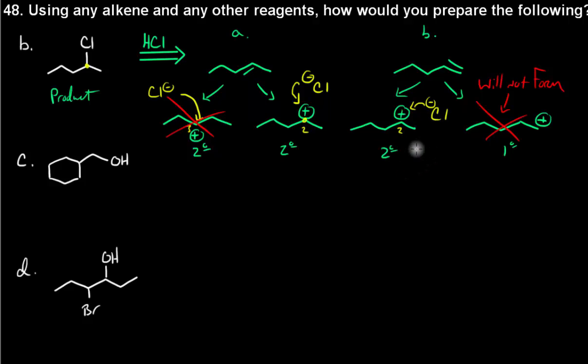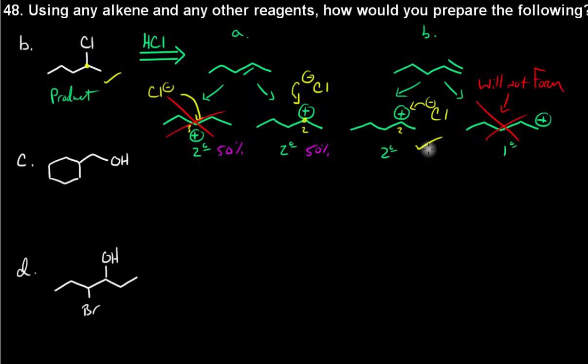So in this case, this will end up giving us our final product. But this one will also give us our final product. The difference here is that if we used alkene A, there is no difference in stability. So we have an equal probability of forming this carbocation on carbon 3 as the carbocation on carbon 2. So if we actually used alkene A, what we'll get is a 50-50 mix. We'll get 50% chlorination on 2, and we'll get 50% chlorination on 3, which is not what we want.